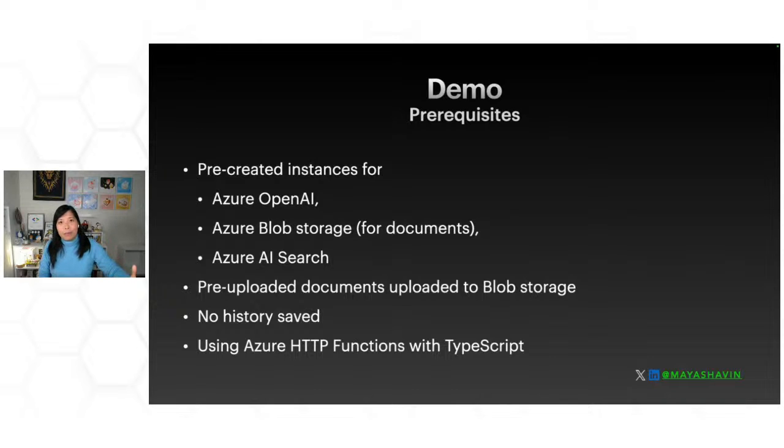It doesn't provide an API where you can upload base64 files to Azure OpenAI on your data and have it index them for you. You have to upload somewhere first. There's also no history saved, because I don't want to deal with user privacy. I just want to receive a question and give an answer, without keeping the chat history. And lastly, I'm writing these services using TypeScript with Azure HTTP functions.